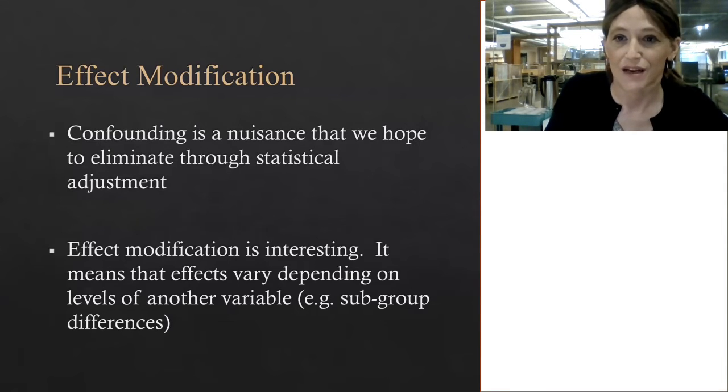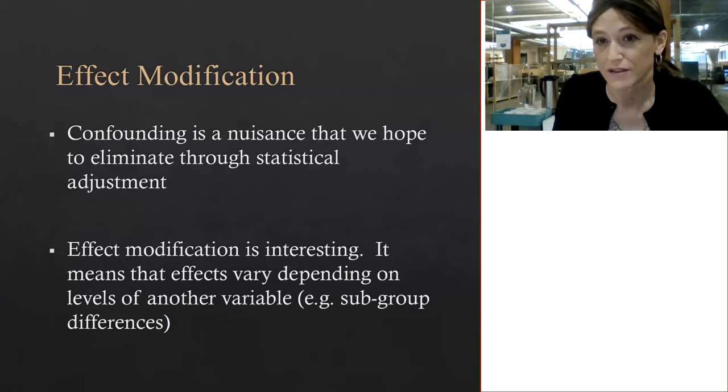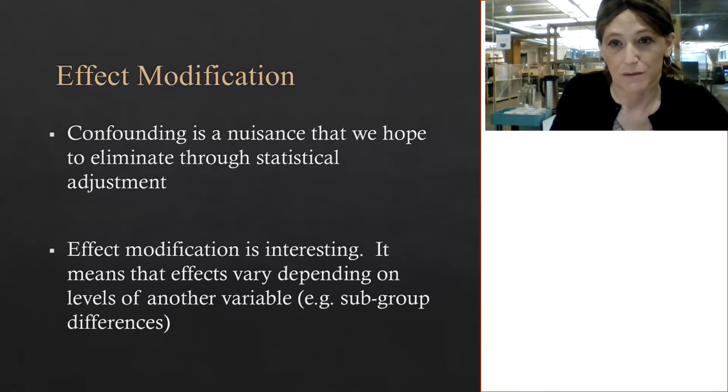So confounding is kind of a nuisance that we hope to eliminate through statistical adjustment. It's kind of an artifact of the fact that we can't always do purely experimental studies, and we should account for all the other things that are different about two populations, something that we call selection bias. So confounding, again, is usually just considered a nuisance issue that we want to address with statistical adjustment. Effect modification is actually really interesting. It means that the effects that we observe vary depending on levels of another variable. Okay, so this would be often in terms of subgroup differences. So I'll give you some examples of where this might happen.